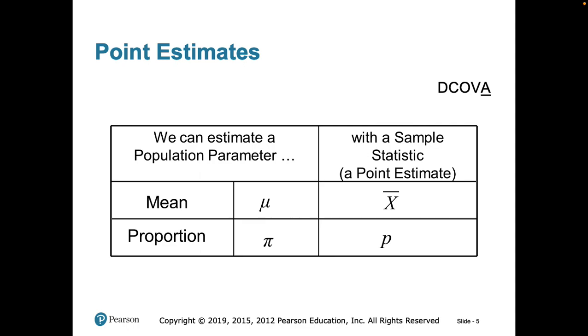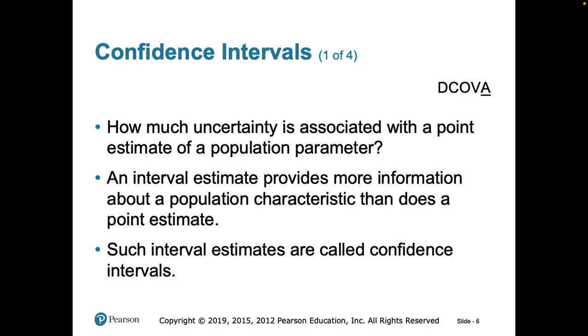So when we talk about point estimates, we can estimate the population parameter mean with a sample statistic of x bar, or we can do the proportion with pi and p. Now, how much uncertainty is associated with a point estimate of a population parameter? So again, how much uncertainty is on that 80%?